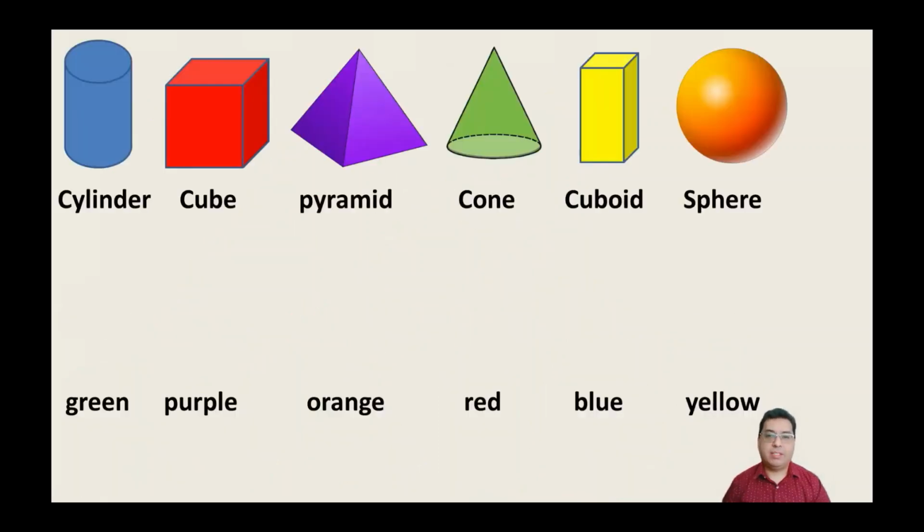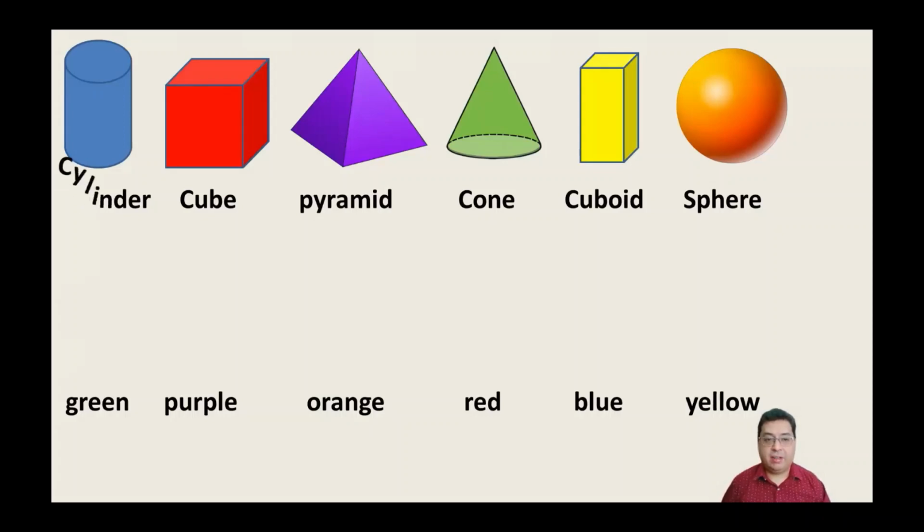So for the bonus activity, you're going to do the exact same thing, except now I flip-flopped everything around. So I've got the 3D shapes here at the top and the names of the colors here next to me at the bottom. So all you're going to do is look at the 3D shape. What color is it? And then just match it up with the name of the color that's next to me.